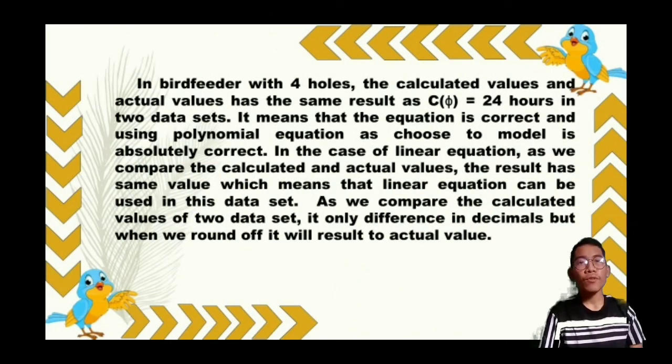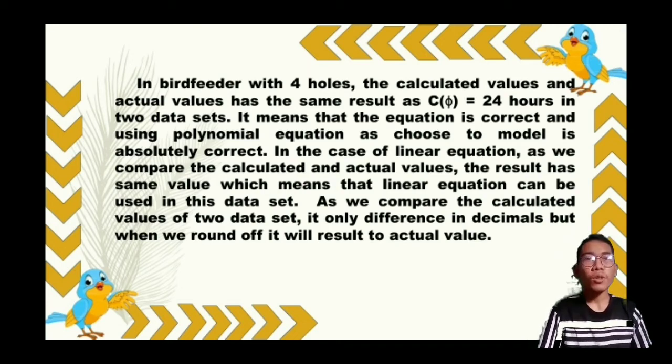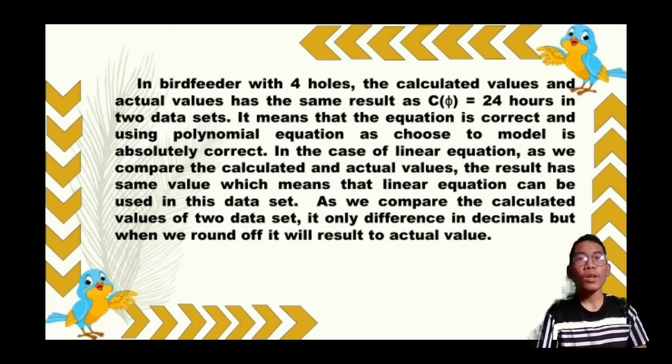In the bird feeder with 4 holes, the calculated values and the actual values have the same result as C sub phi is equal to 24 hours in two datasets. It means that the equation is correct, and using the polynomial equation as the chosen model is absolutely correct. In the case of the linear equation, as we compare the calculated values and the actual values, the result has the same value, which means that the linear equation can be used in this dataset. As we compare the calculated values of the two datasets, though they differ in decimals, if we round them off, they will result in the actual values.